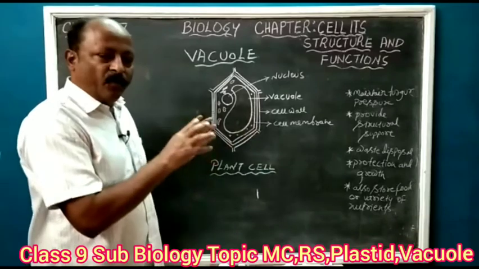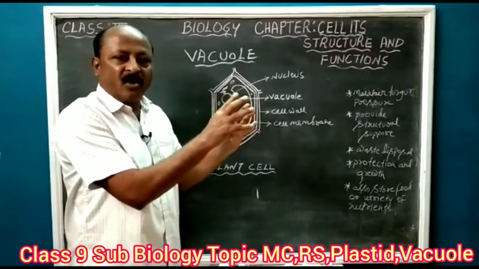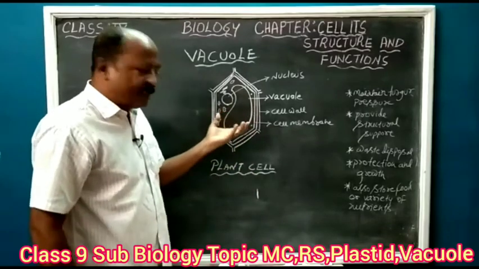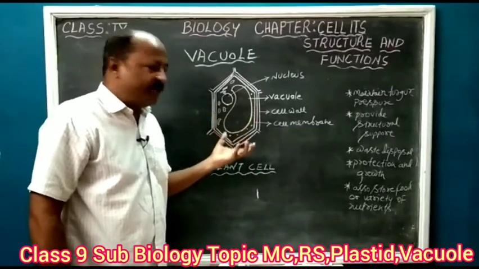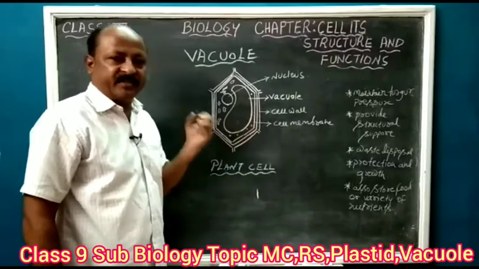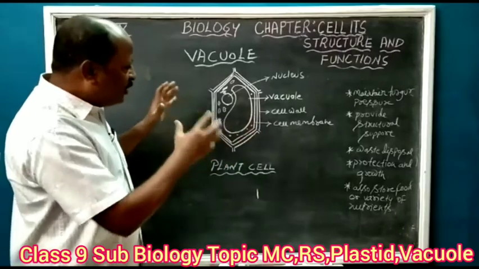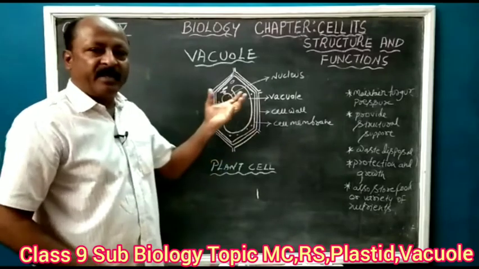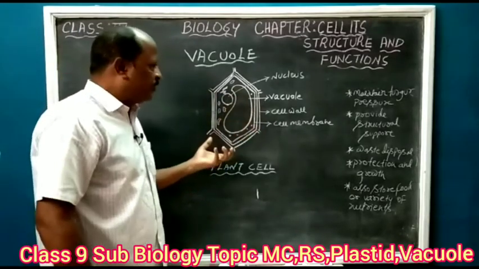Also it is a waste disposing organelle. It disposes the waste from the cell. Also it stores the food material and variety of the nutrients. So vacuole is bigger in the plant cell when compared with the animal cell. This is about the vacuole.